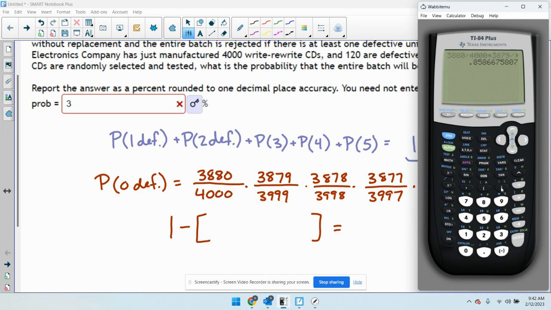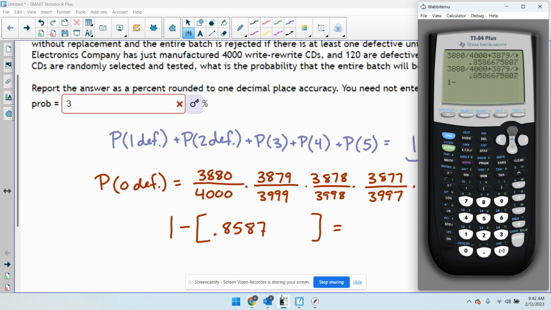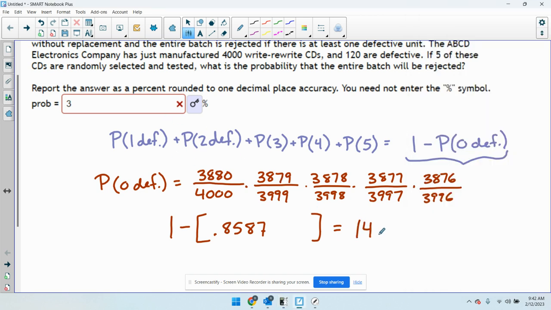This whole thing, I did 3,880 divided by 4,000 times 3,879 divided by 3,999. I did the whole thing, and you get this. 0.85867 or 0.8587. So when you subtract that from 1, we get 0.1413, or written as a percent is 14.1%. So that's going to be your answer.